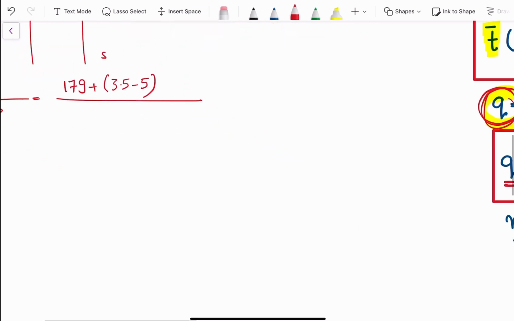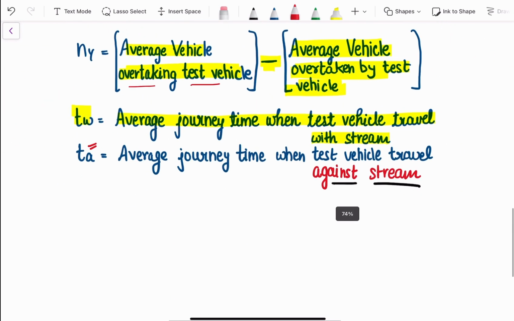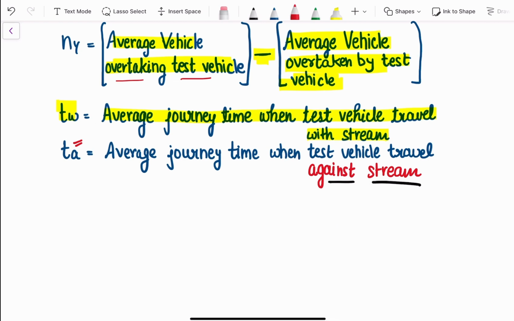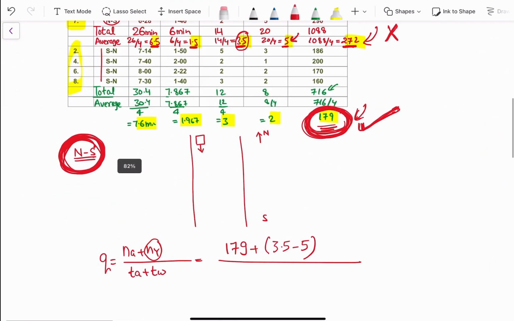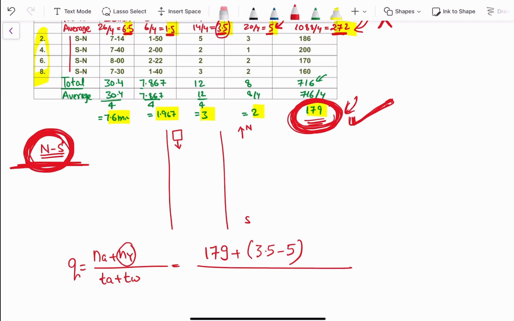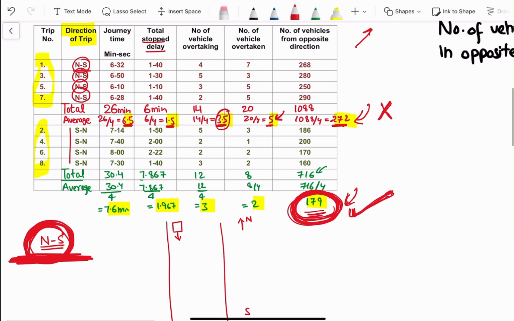Then we have TA. TA is defined as the average journey time when test vehicle travels against the stream. Remember, the test vehicle is traveling against the stream. The direction of our stream that we have considered right now is north-south. Against the stream will be south-north, right? So the average journey time taken by the test vehicle when it is traveling against the stream, south-north, will be 10.6.